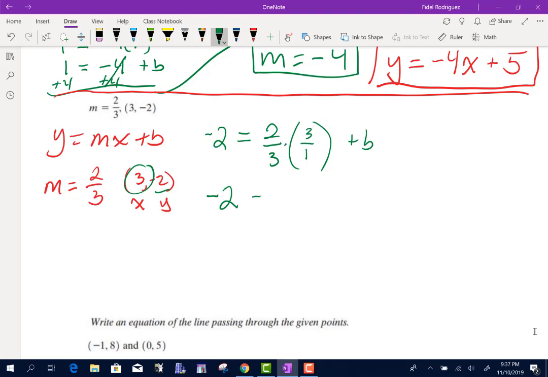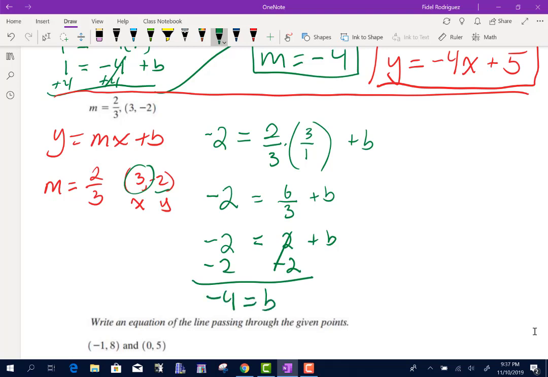The reason why I'm writing this 3 over 1 is because I already have a fraction here. And remember how we multiply fractions? We just go straight across. So 2 times 3 is 6. 3 times 1 is 3, plus b. Okay, let's see. 6 divided by 3 is 2, plus b. I need to solve for b, so I'm going to minus 2 here, minus 2 here. So negative 4 is equal to b.